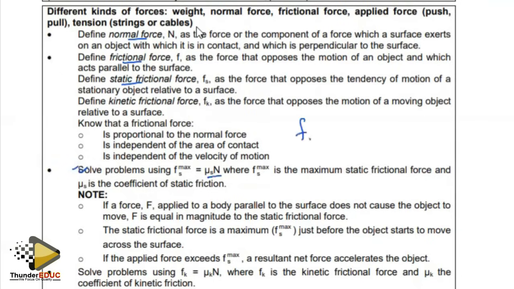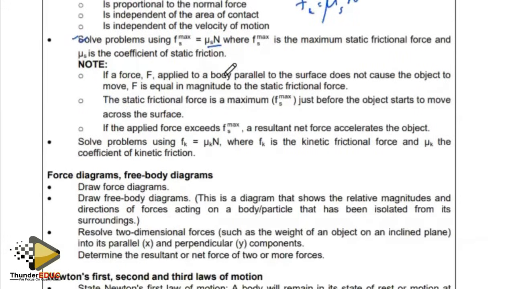For as long as we know that our frictional force, whether kinetic or static, is the mu, s, and then the normal force. So this mu is basically the coefficient of friction, static or kinetic. And then there's a note where they are telling us that if a force F applied to a body parallel to the surface does not cause the object to move, F is equal in magnitude to the static frictional force. And then the static frictional force is maximum just before the object starts to move. So static friction is basically that force that keeps the object in one place without any motion. This formula is quite important as we shall move on.